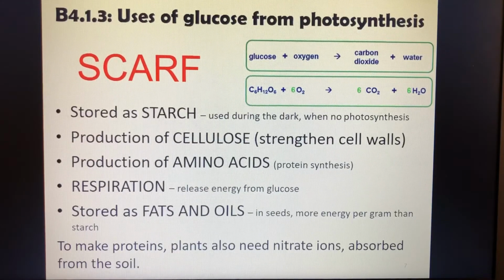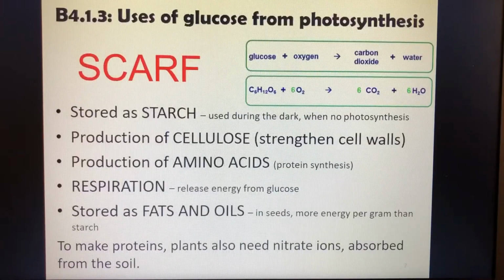It's an exam board favourite. I don't know why, but they love it. So it might be like a 4 marker, and it says some of the glucose that the plant makes in photosynthesis is used to make cellulose. Describe 4 other ways that the plant uses the glucose. And there's your answer.